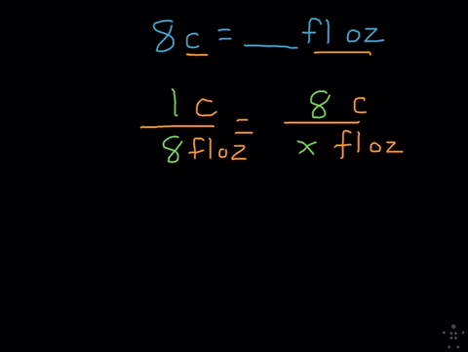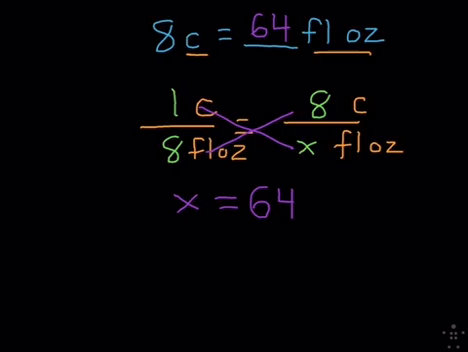Now I'm ready to look at the numbers and cross multiply. 8 times 8, 1 times x. Usually the x goes on the left, but in any event, it doesn't really matter. I'll say x equals 8 times 8. That one we should know in our heads. 64. So what I got for x, I'm going to plug into my blank spot up here. 8 cups equals 64 fluid ounces.